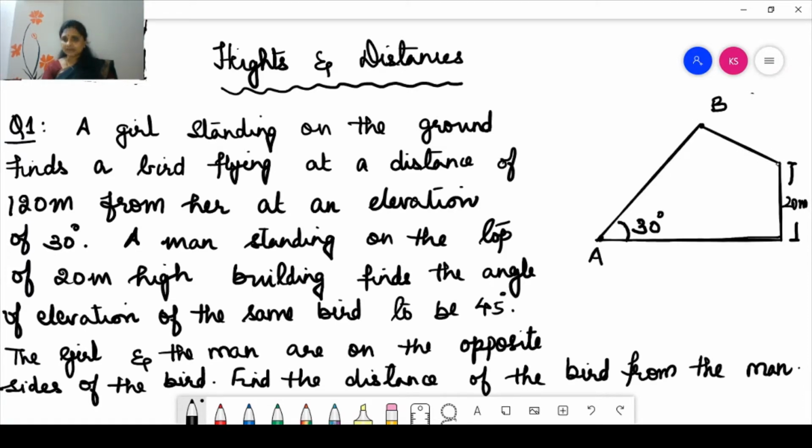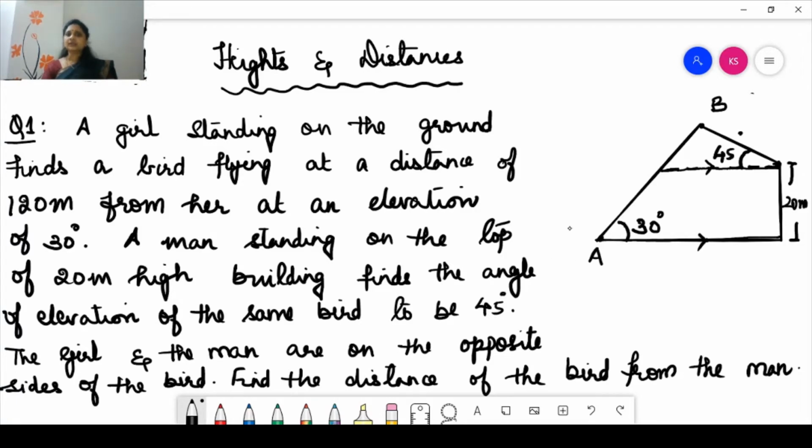Now, how to mark the angle of elevation? Since he stands here, his line of sight, the horizontal, when he looks straight, the line is going to be this line. That's going to be parallel to the ground. The angle of elevation is marked with respect to that. So that is going to be 45 degrees.